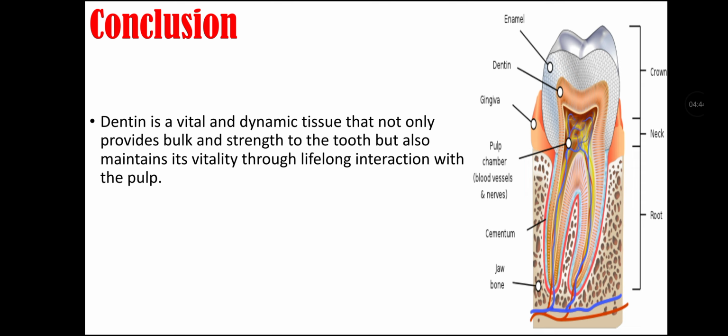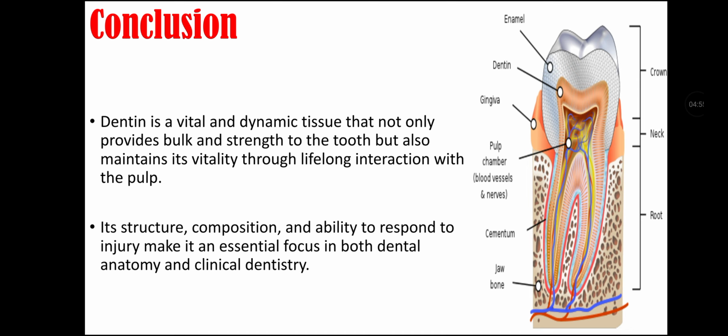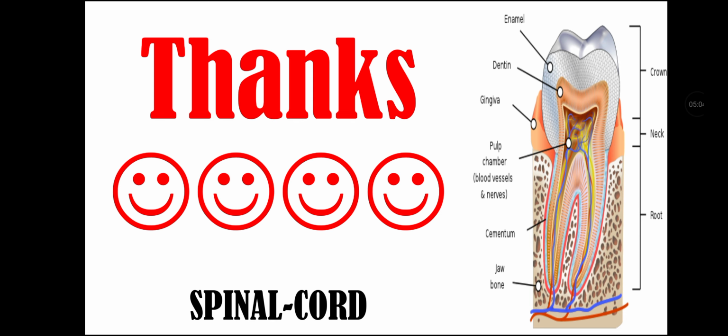Conclusion of this lecture video. Dentin is a vital and dynamic tissue that not only provides bulk and strength to the tooth but also maintains its vitality through lifelong interaction with the pulp. Its structure, composition, and ability to respond to injury make it an essential focus in both dental anatomy and clinical dentistry. And this was all about dentin.